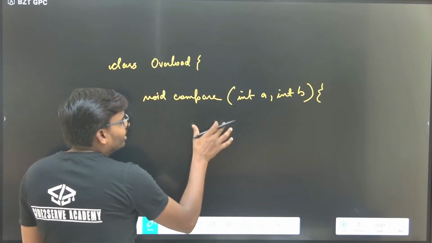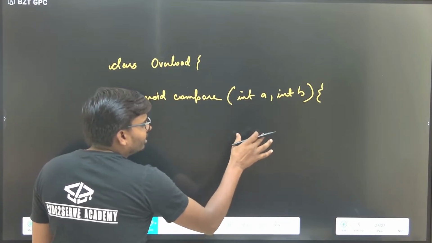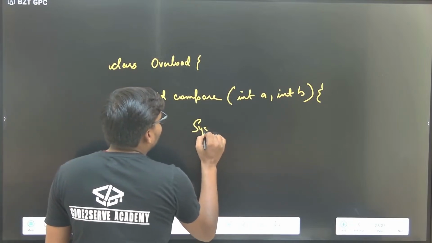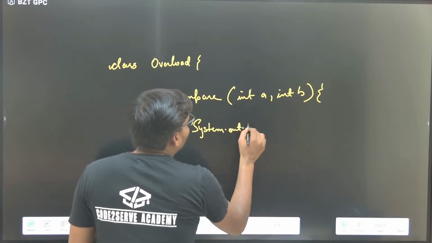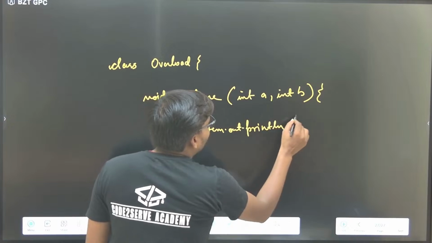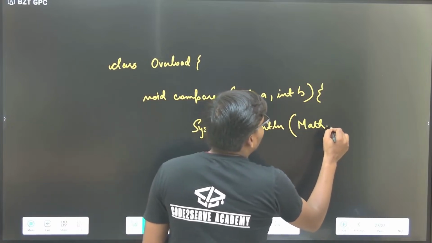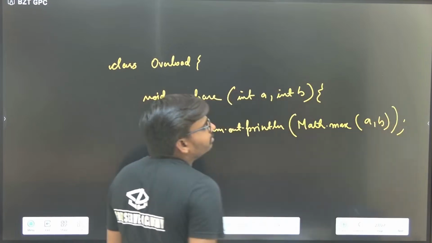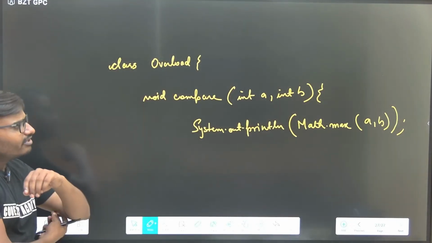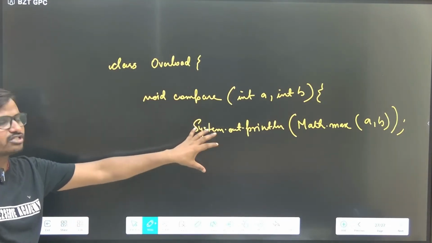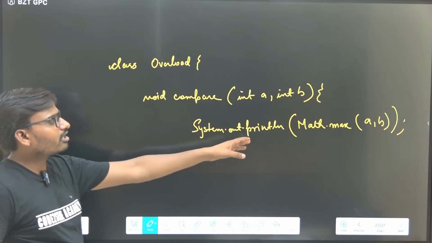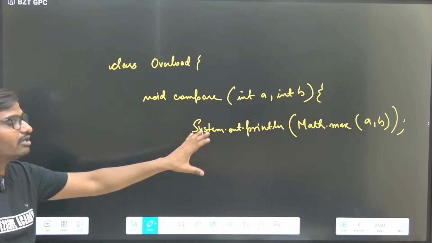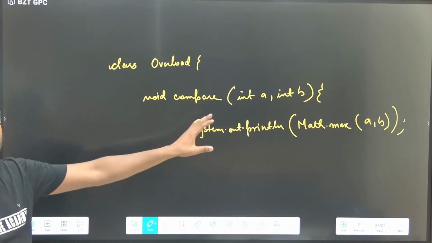Instead you can apply if else: if a greater than b, then print a, else b. Otherwise, directly you can write System.out.println and use Math.max. If you pass a comma b, it will return the greater value. You are using the math function and passing these two as arguments, and it will return the greater value, and that greater value will get printed.